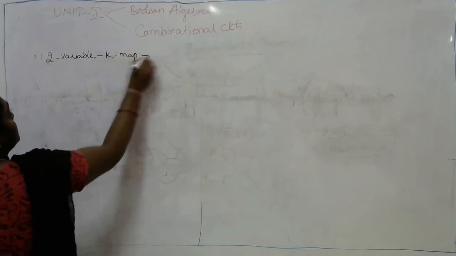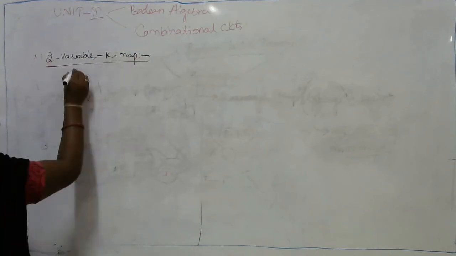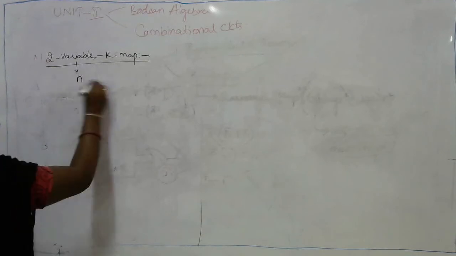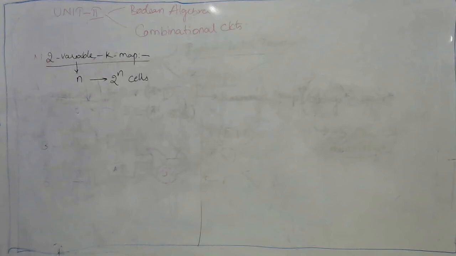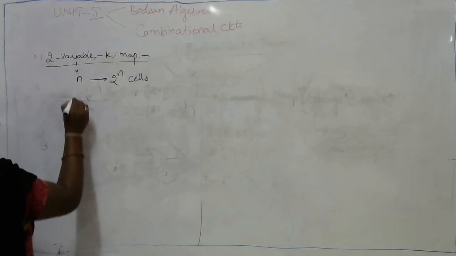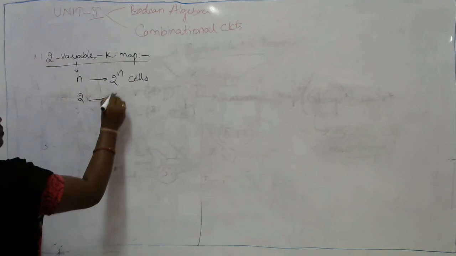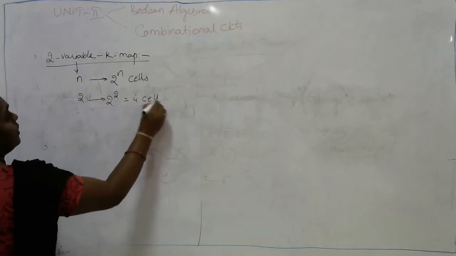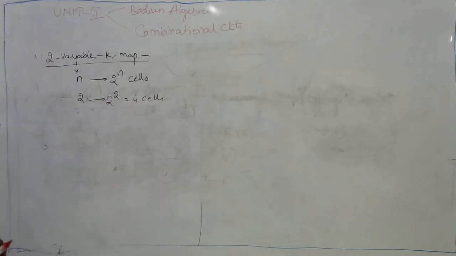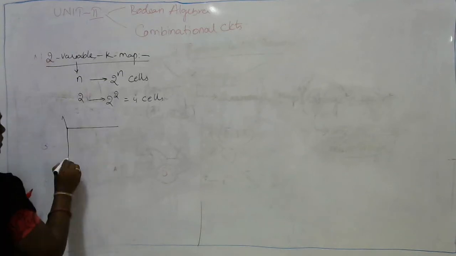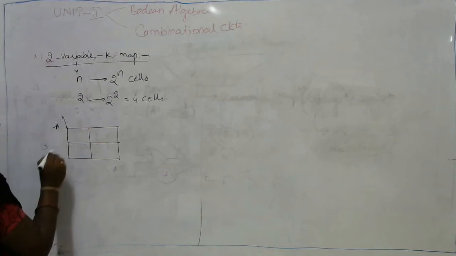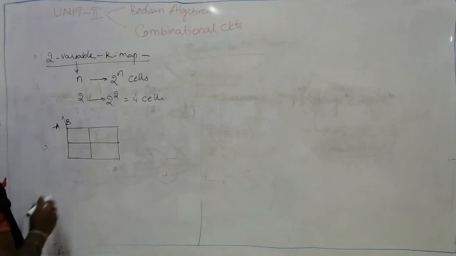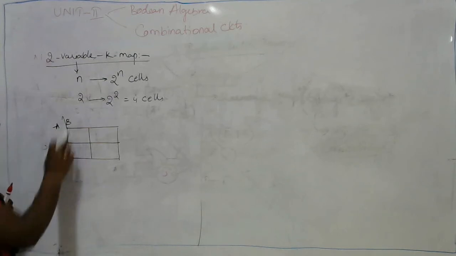Whatever K-map we are considering, if the K-map has n variables, it consists of 2 power n cells. As I am saying two variable K-map, it indicates the n value is 2. So 2 power 2 is nothing but 4. So a two variable K-map consists of 4 cells. This is a two variable K-map. This is A, this is B. The first variable is A, the second variable is B.